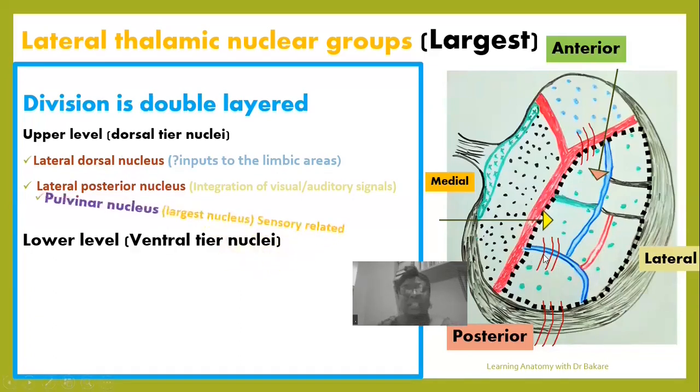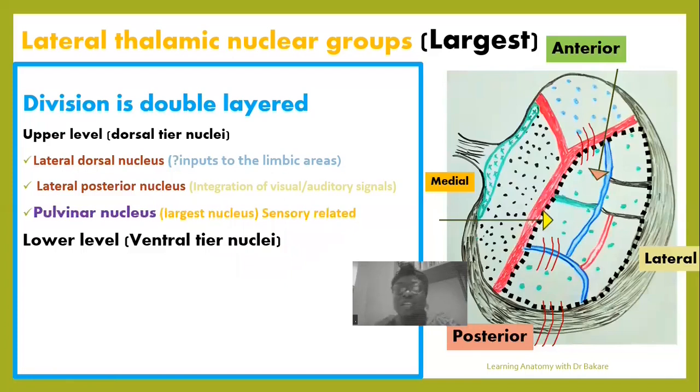Going further to the last of the dorsal nuclear group, which is located in the upper part of the lateral thalamic nuclear group, we have the pulvinar. This is the pulvinar here, arrowed in white. It is at the most posterior end of the thalamus, and it is the largest nucleus of the thalamus. The function is sensory related, and this is established as a result of the connection that it forms with other thalamic nuclei.